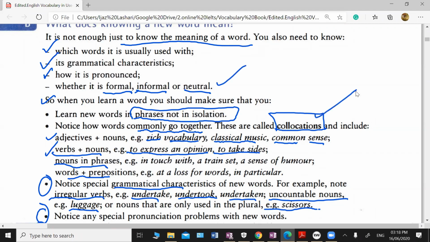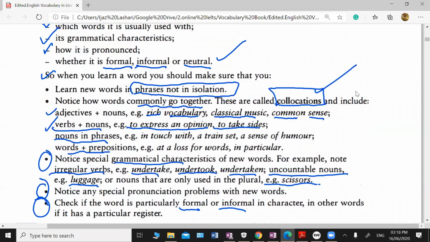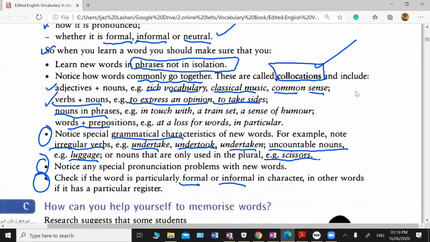Then they said to learn the word in a phrase, not in isolation, like you do not understand the word alone. Then they tell us about collocations, when two parts of speech combine and form a phrase. Like here they said rich vocabulary. Rich is a separate word and vocabulary is a separate word, and when an adjective and a noun come together they form a collocation, like rich vocabulary, and they give more examples.